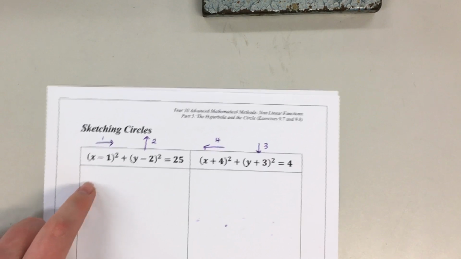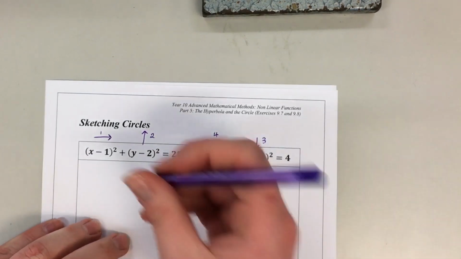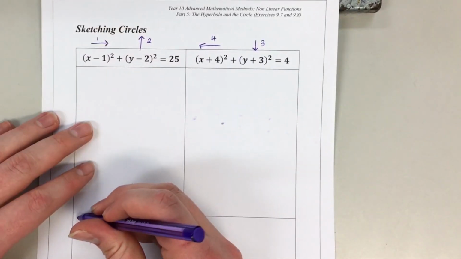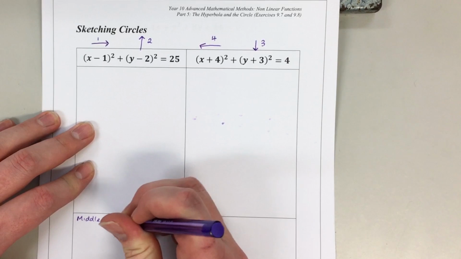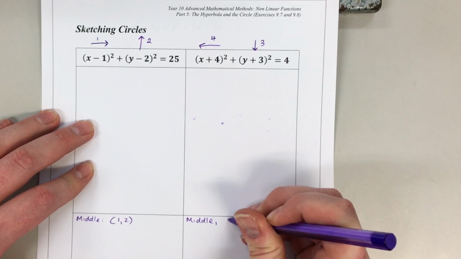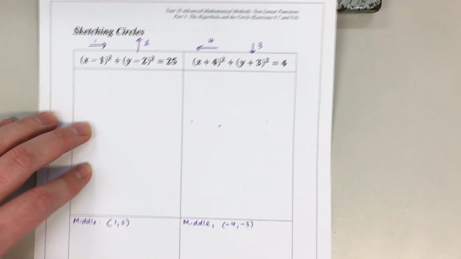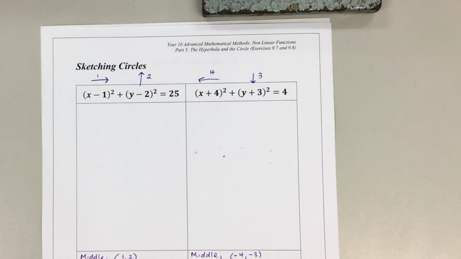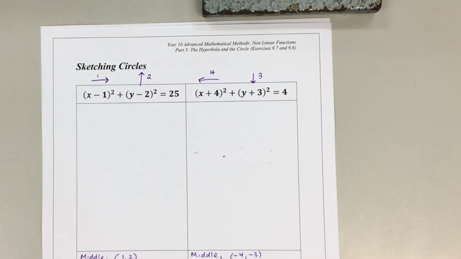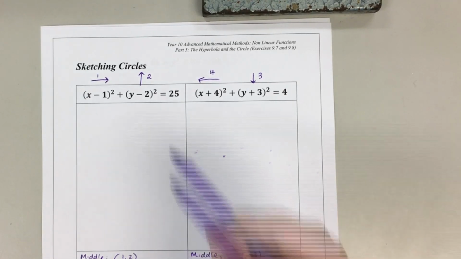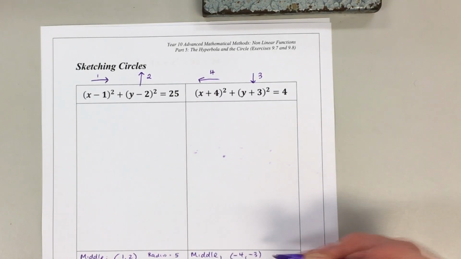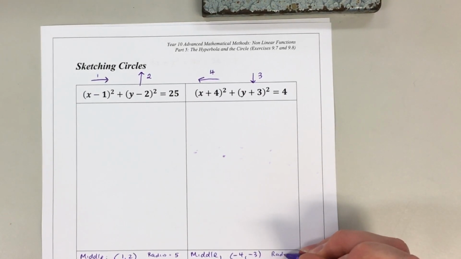So the middle of the circle of this graph on the left is going to be at the coordinates, I'm going to write middle of circle, 1, 2. This one, the middle, will be at -4, -3. Now, here's a thought. What do you think the radius of the circle on the left will be? 5, yep. So the radius is 5. The radius of this one will be 2.